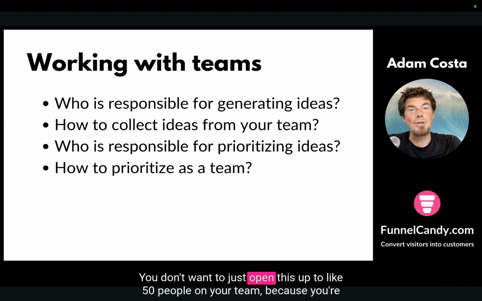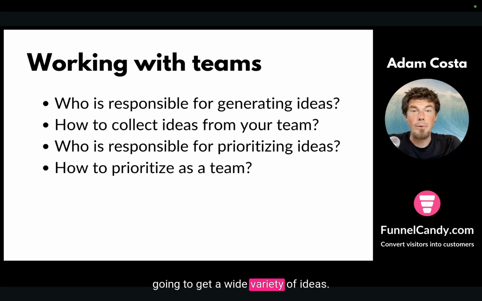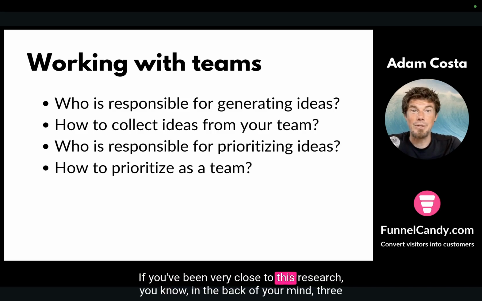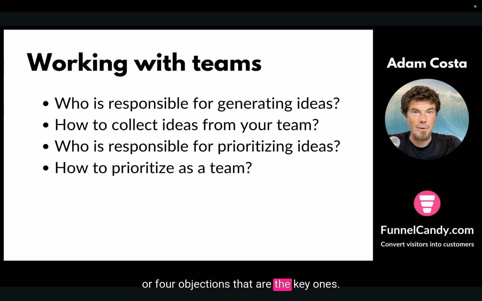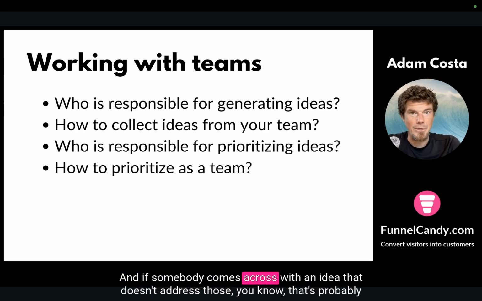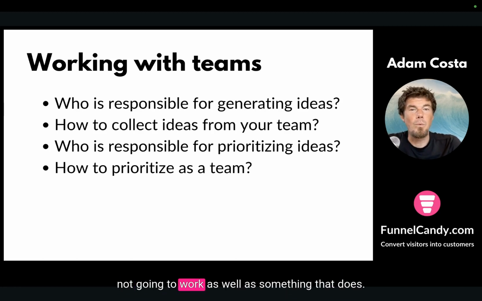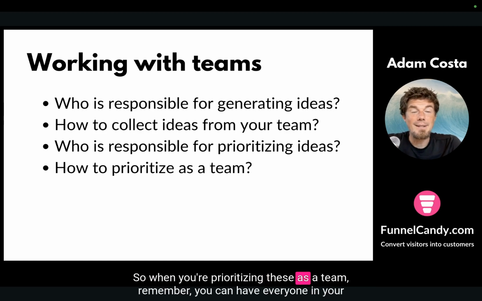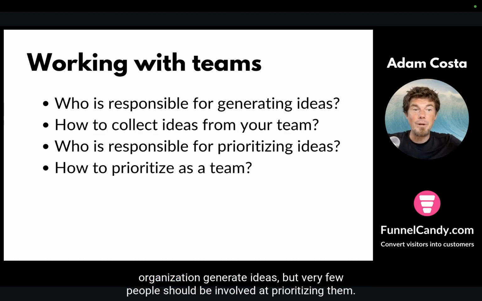You don't want to just open this up to like 50 people on your team, because you're going to get a wide variety of ideas, and frankly, it's not to everyone's skill set. If you've been very close to this research, you know in the back of your mind 3 or 4 objections that are the key ones, and if somebody comes across with an idea that doesn't address those, you know that's probably not going to work as well as something that does. So when you're prioritizing these as a team, remember, you can have everyone in your organization generate ideas, but very few people should be involved at prioritizing.